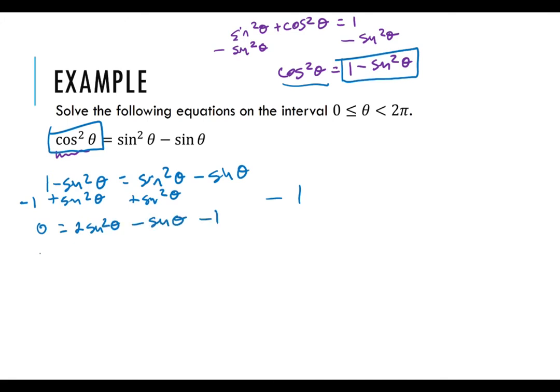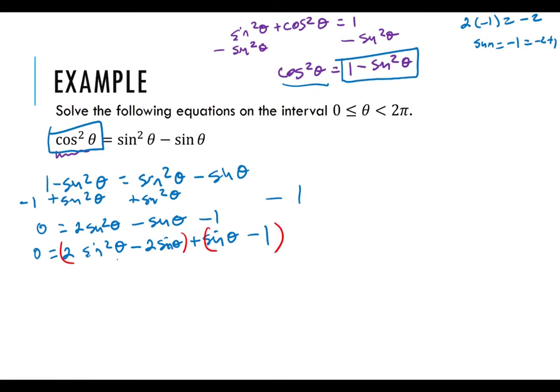I have a quadratic that I can now factor. If I use that AC method, I recognize 2 times negative 1 is equal to negative 2. Two numbers that multiply together to give me negative 2, but sum to equal negative 1, well, that's going to be negative 2 plus 1. And so that is going to be 0 is equal to 2 sine squared of theta minus 2 sine of theta plus sine of theta minus 1. And so then I can factor that by grouping. That's exactly what I've done here.